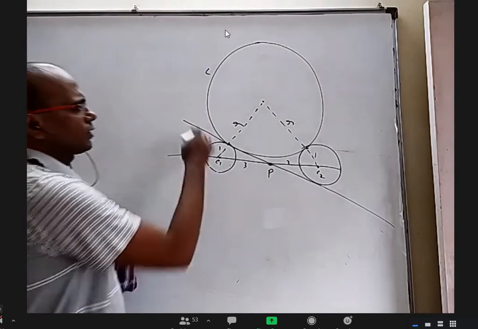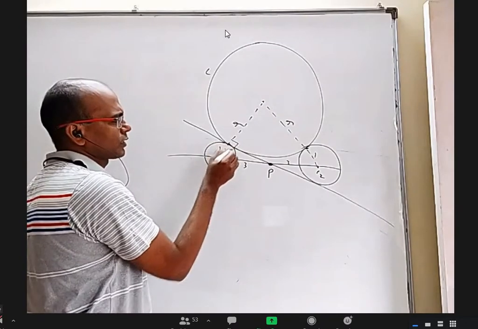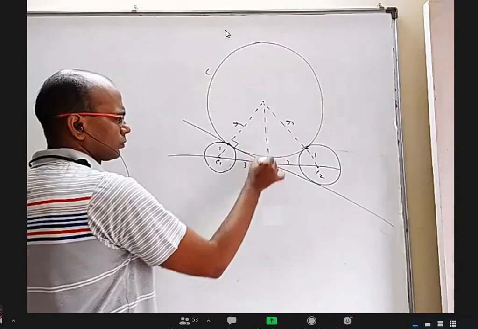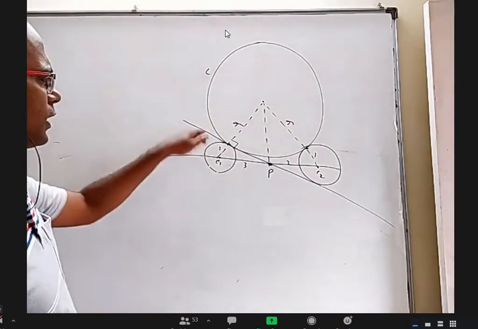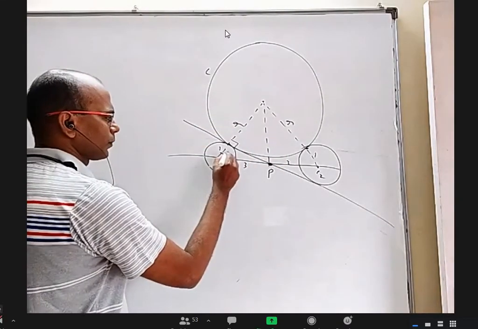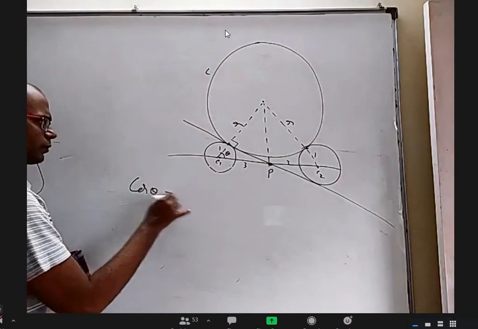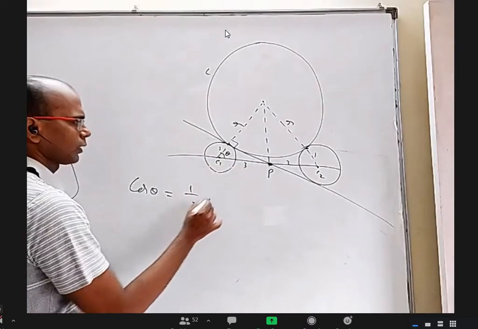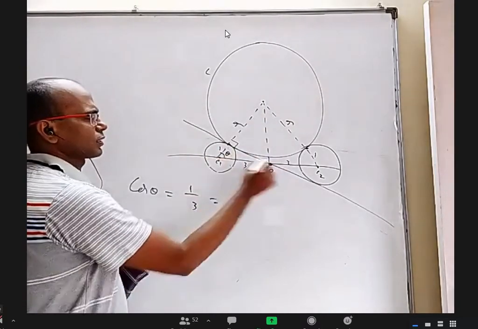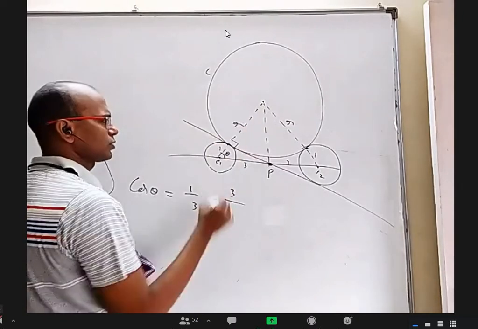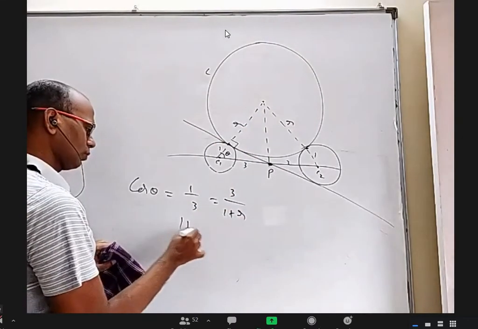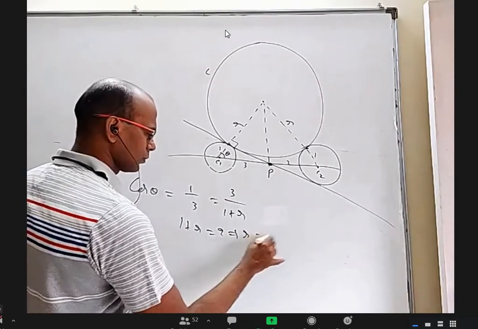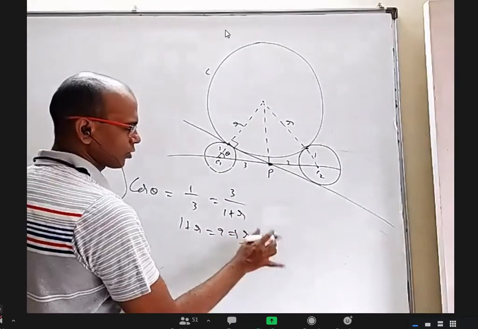Obviously, whenever a common tangent is there, it will be perpendicular to the line joining the centers. This angle is 90, and I can use similar triangles here. If I take this as theta, cos theta from this triangle: adjacent is 1 and hypotenuse is 3. From this big triangle, adjacent is 3 and hypotenuse is 1 plus r. So 1 plus r equals 9 and r equals 8. Just similar triangles and drawing the figure.